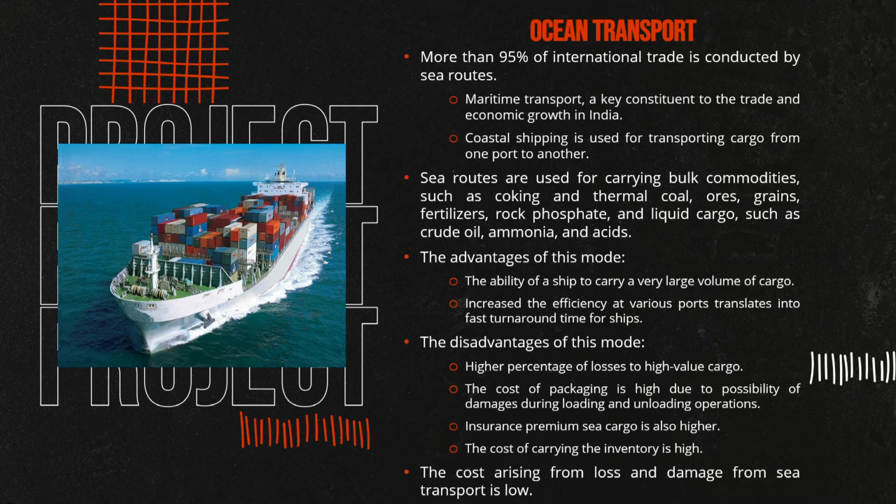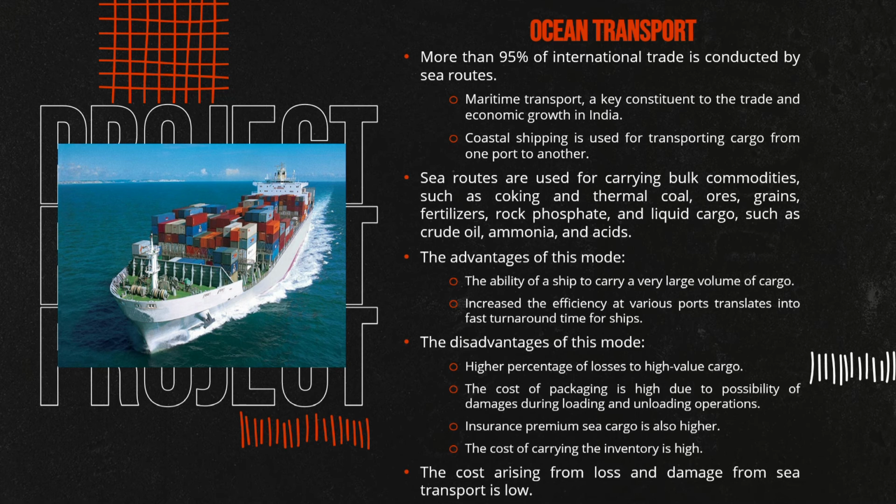Basically, sea routes are used for carrying bulk commodities such as coking and thermal coal, oils, grains, fertilizers, rock phosphate, and liquid cargo such as crude oil, ammonia, and acid. The advantages of this mode are the ability of a ship to carry a very large volume of cargo, and increased efficiency at various ports, which translates into fast turnaround time for ships.